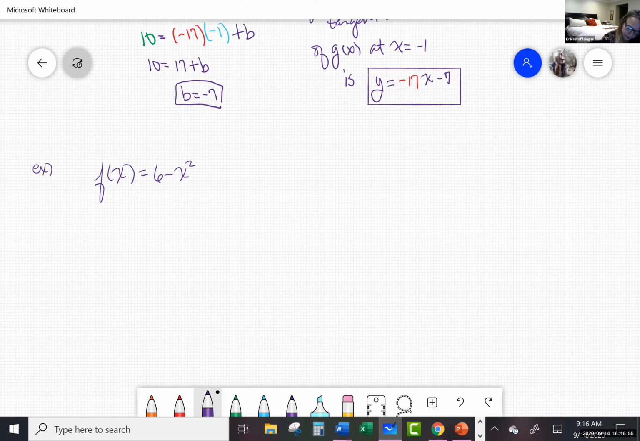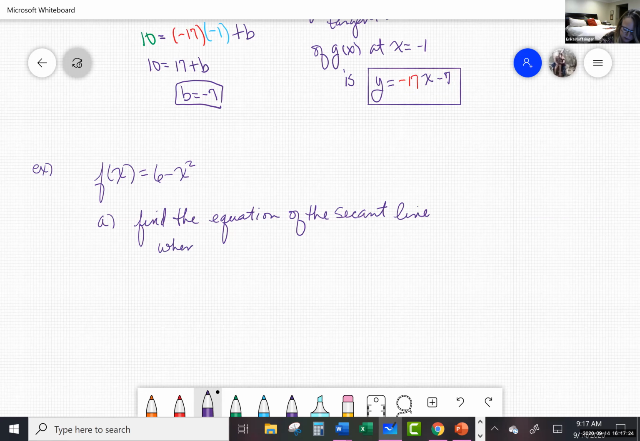And we want to first find the equation of the tangent line. Sorry, not tangent line, secant line. Secant line through the points where x has the given values. So find the equation of the secant line. And x is, in our case, -1, and x equals 3.